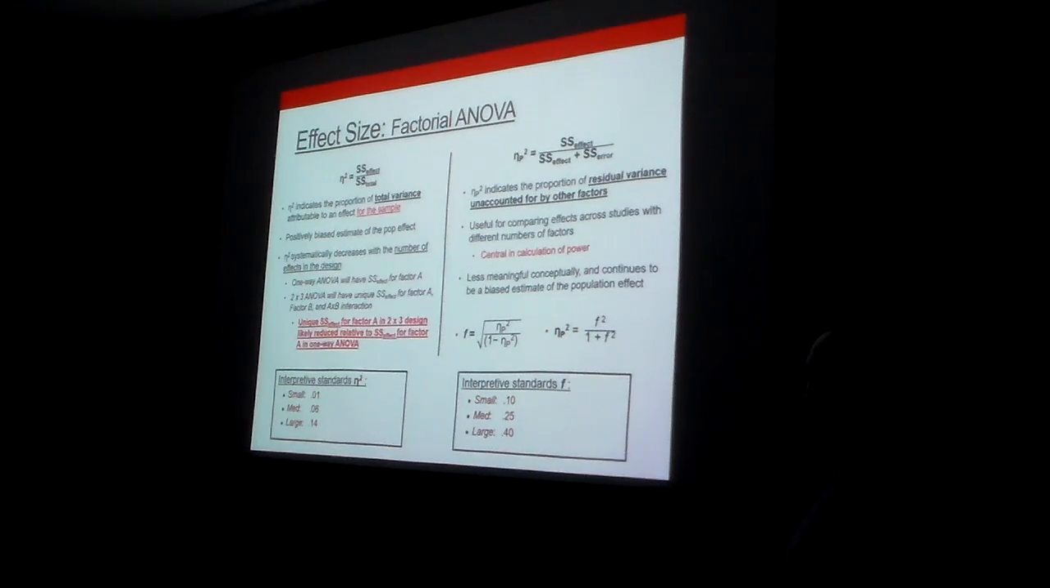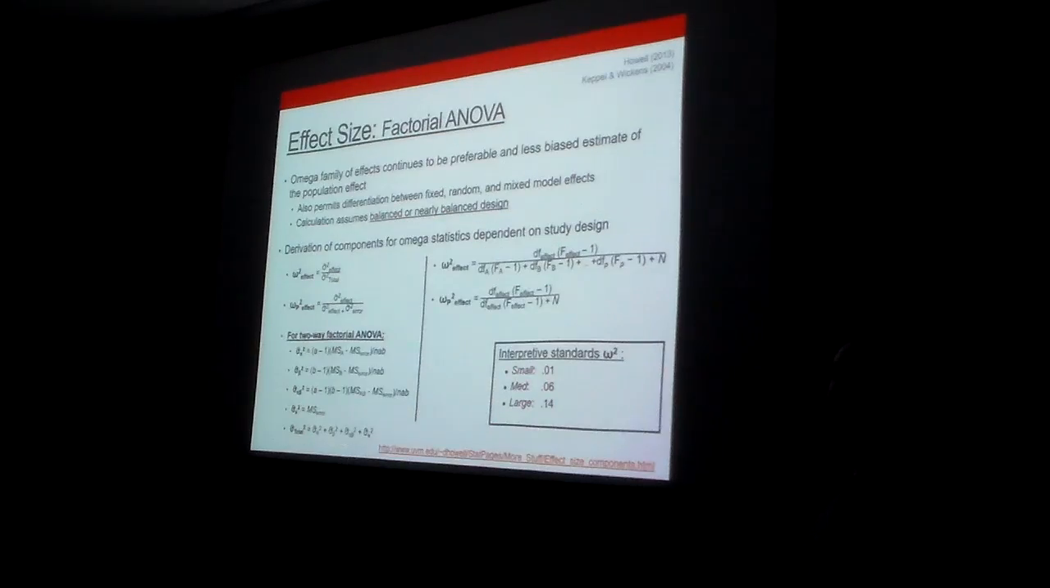Here are interpretive standards for eta and for F. But the issue with all of these is that, just like eta squared, partial eta squared is still a positively biased estimate of the population effect. Okay. So we transition into omega squared. Omega squared is a preferable, less biased estimate of the population effect. It's still positively biased, but not to the extent that eta squared and partial eta squared are.